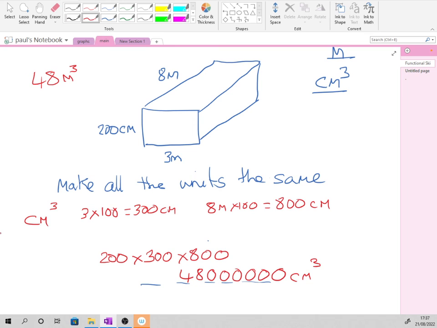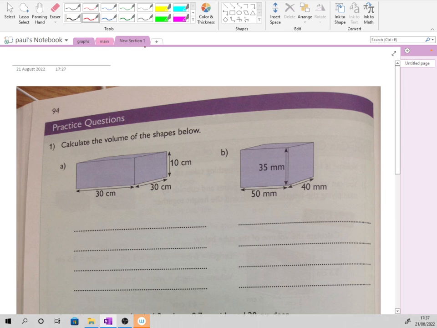So you can see that I get the 48, it's the same no matter which way round you do it, but you've got to make sure that you make all the units the same and read the question carefully, and it will give you a clue about which way to do them. Okay, let's have a look at some examples.